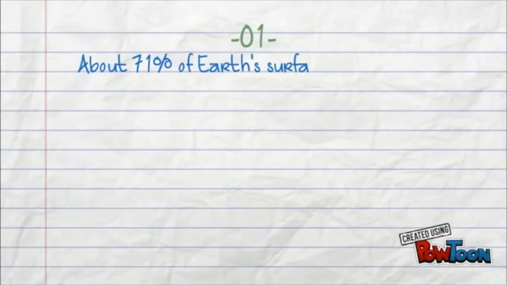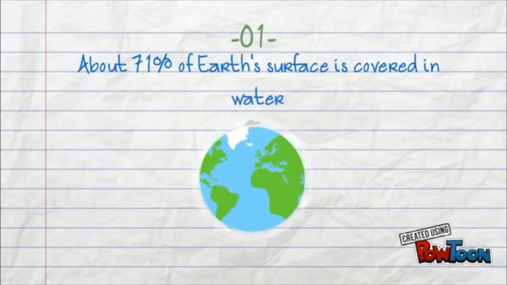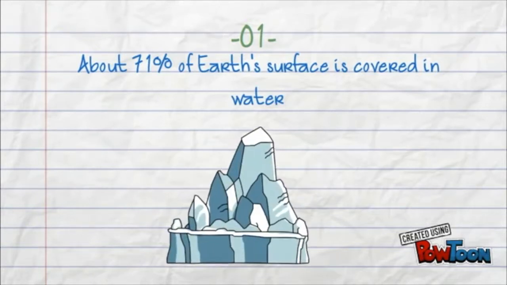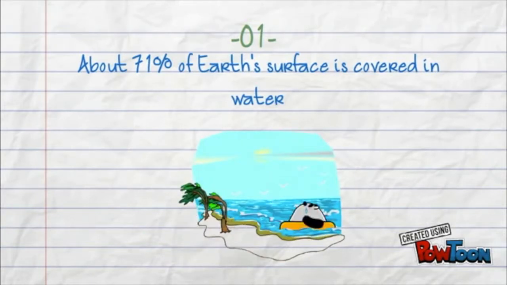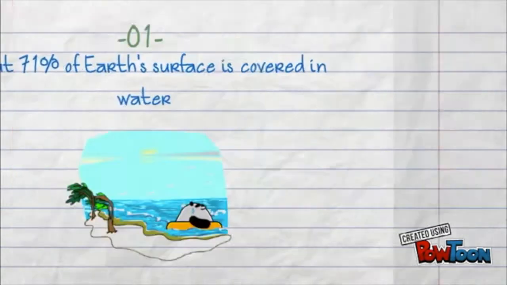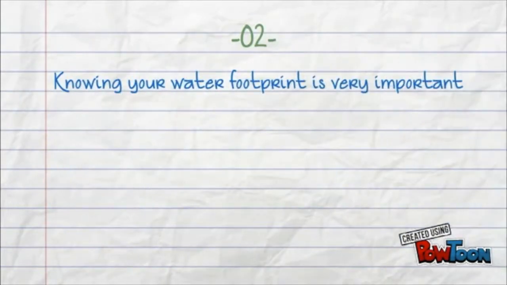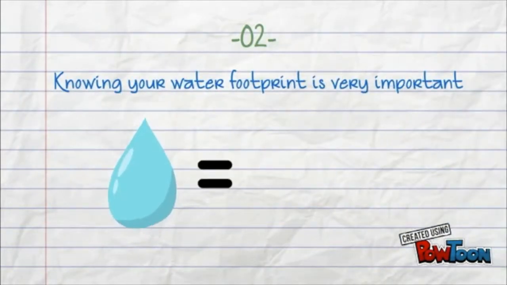About 71% of Earth's surface is covered in water. However, only about 3% is fresh water and most of it is locked in glaciers. The rest? Well, it's found in the ocean, not really suitable for drinking, which is why knowing your water footprint is very important. It measures the amount of water that is used to produce each of the goods and services present in our daily lives.